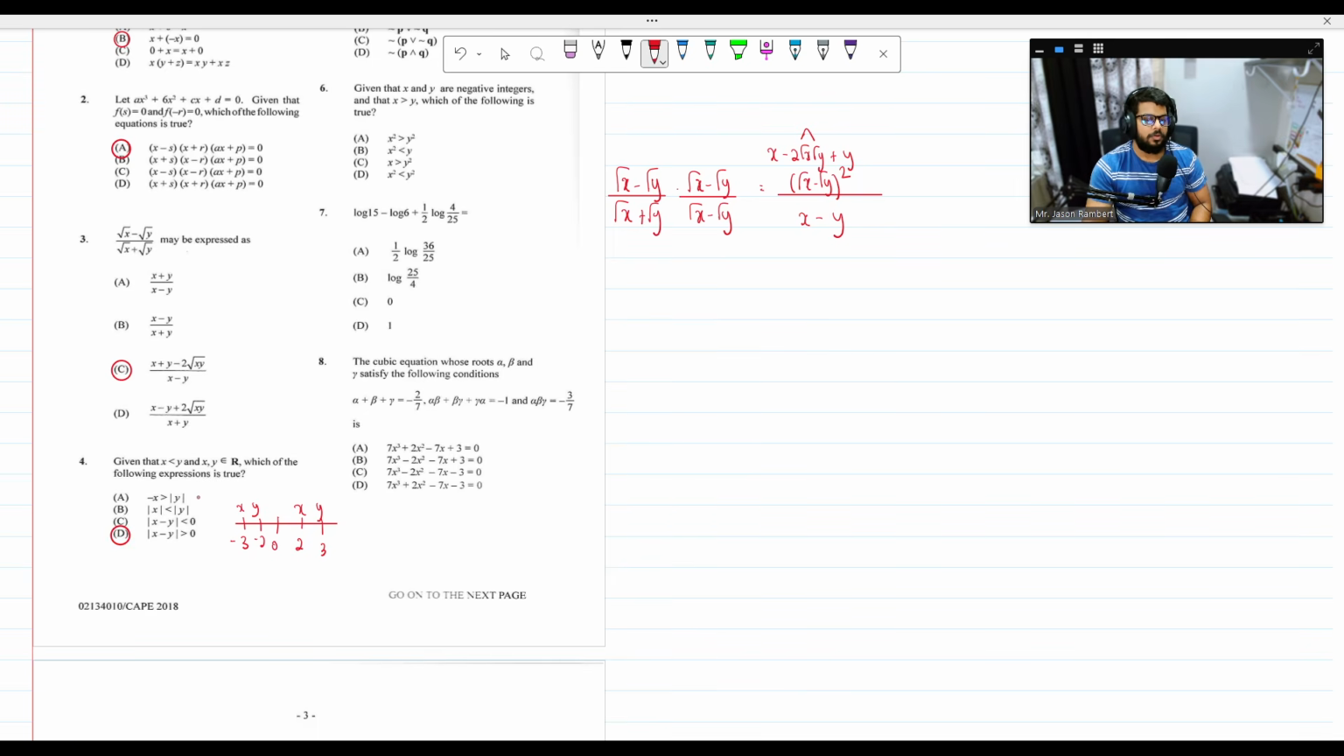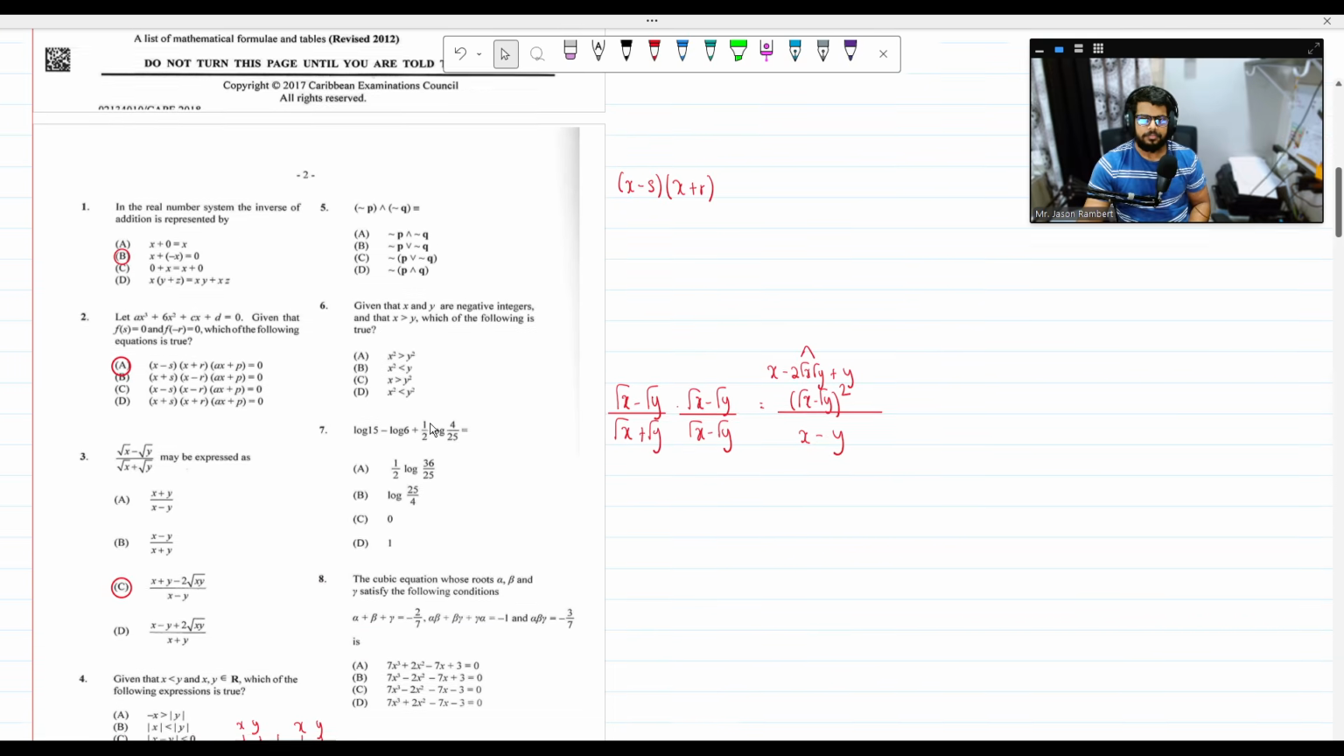Now, one time you can also look at these here and know that this will forever be positive regardless of what number x and y takes. And you can just go ahead and select D to be your answer. But I just had to show you all how we break it down.